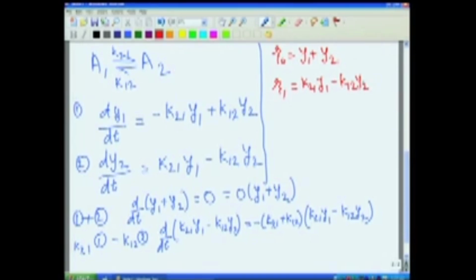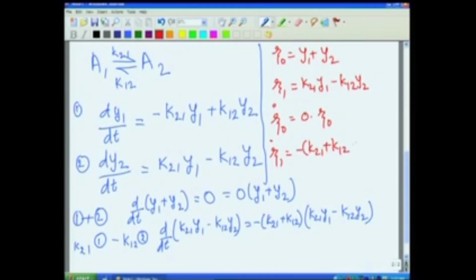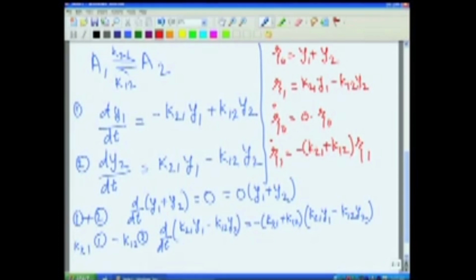Okay. So, if I do this, and go back to our two equations and define zeta naught and zeta 1 in this manner, we see that the dynamics is represented by zeta naught dot and zeta 1 dot. So, we have two equations, zeta naught and zeta 1 dynamics, which are represented in this manner.